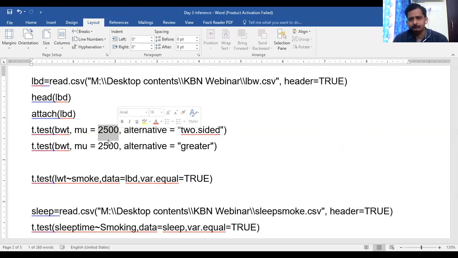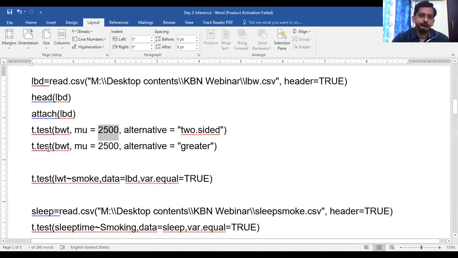But is it always okay with the 2.5 kilos? No, not required. 2.2 to 2.8 above, upper ceiling 2.8, or 2.5 above. So I can define that mu greater than 2.5. Here I want to test the baby's weight where the population value should be 2.5 kilos, that is 2,500 grams. But I say that these values should be greater than 2,500.